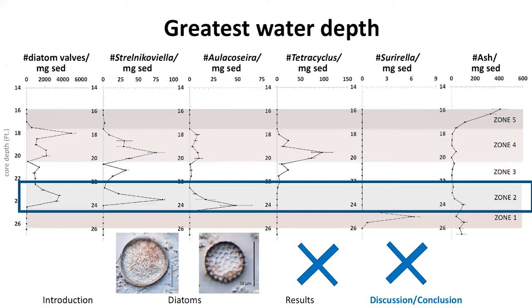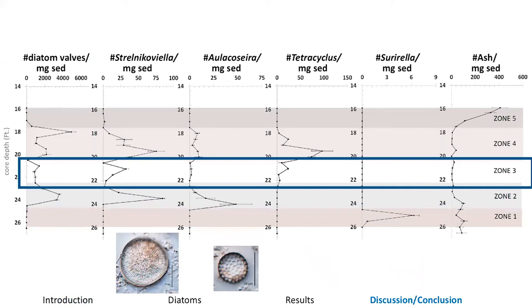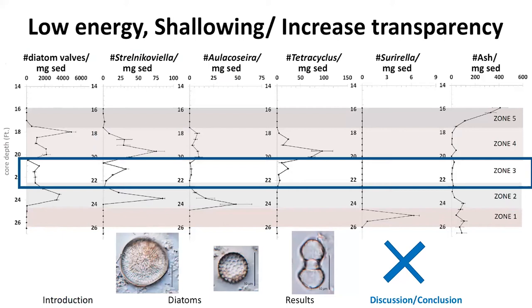Zone three, we have Stronocoviella, a little bit of Alakasaira. Alakasaira is still present, and we have the introduction of tetracyclists, but no Sciurella. So this introduction of tetracyclists either means that the lake is getting shallower, allowing the light to get to the bottom, or the water is starting to become more transparent, again allowing that light to reach the bottom. So we say that in zone three, we have the low energy setting where tetracyclist likes to live, as well as either the lake was shallowing or the water was becoming more transparent.